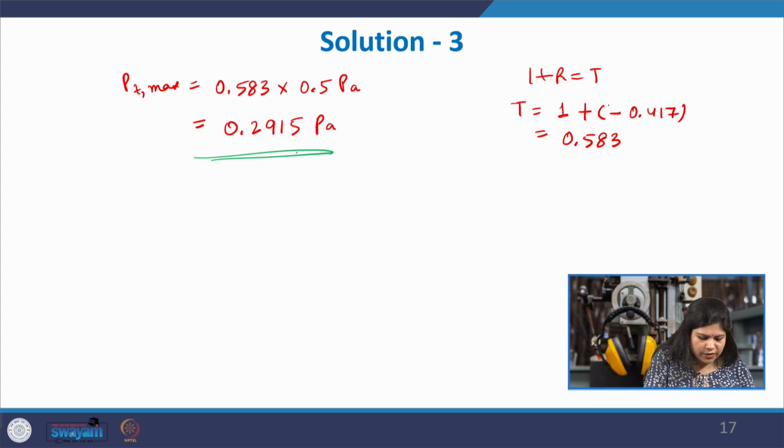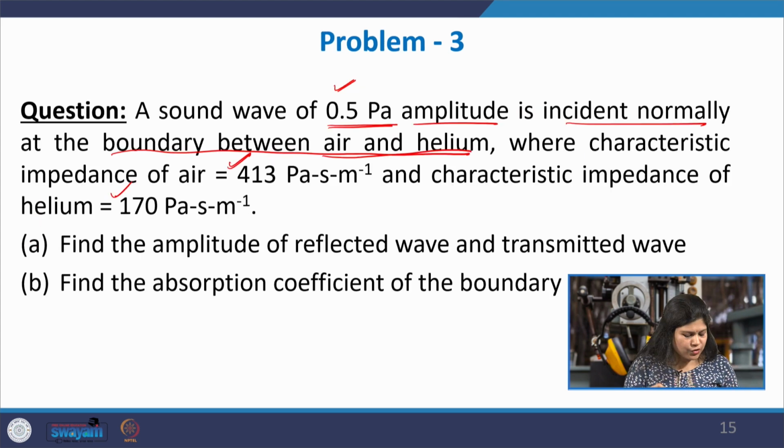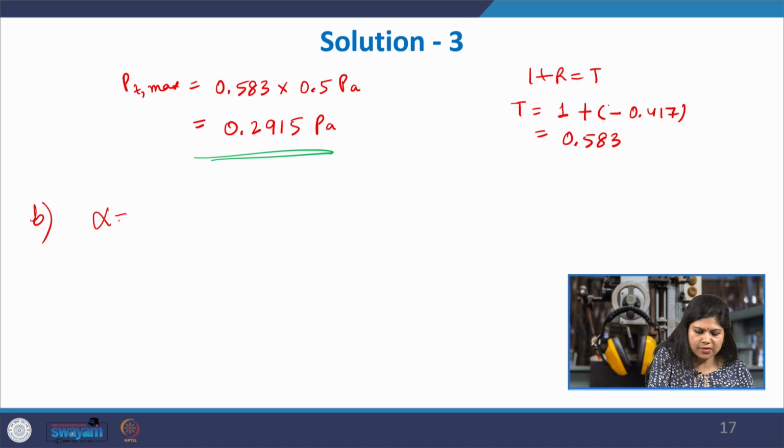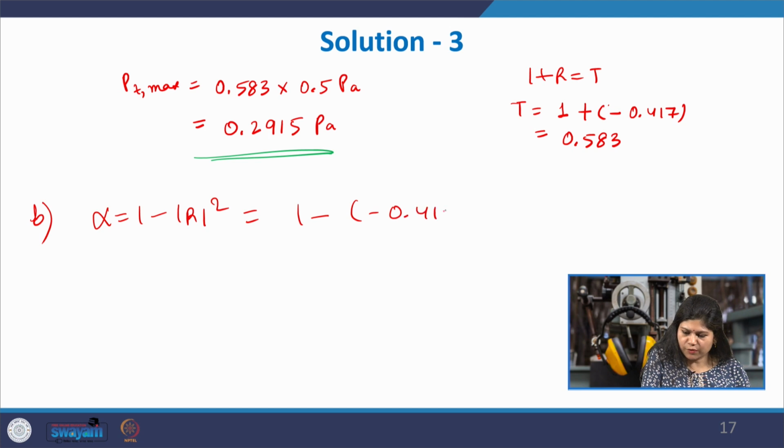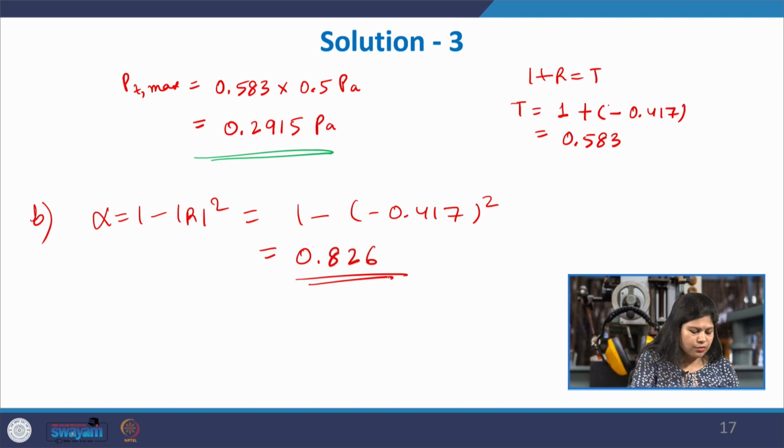Now, let us solve the last part of this question, the absorption coefficient of this boundary. So, alpha is 1 minus mod R whole squared. So, 1 minus (minus 0.417) whole squared, if you solve it, comes out to be a pretty high number. So, it is a highly absorbing surface. Okay. The closer alpha is to 1, the more the absorption. With this I would like to close this lecture on the numerical problems for sound wave propagation at normal incidence. Thank you.